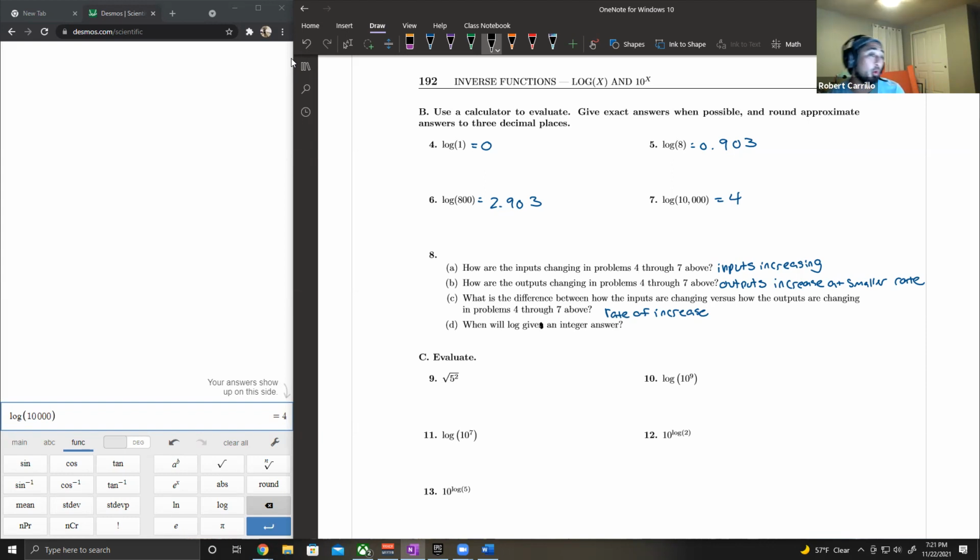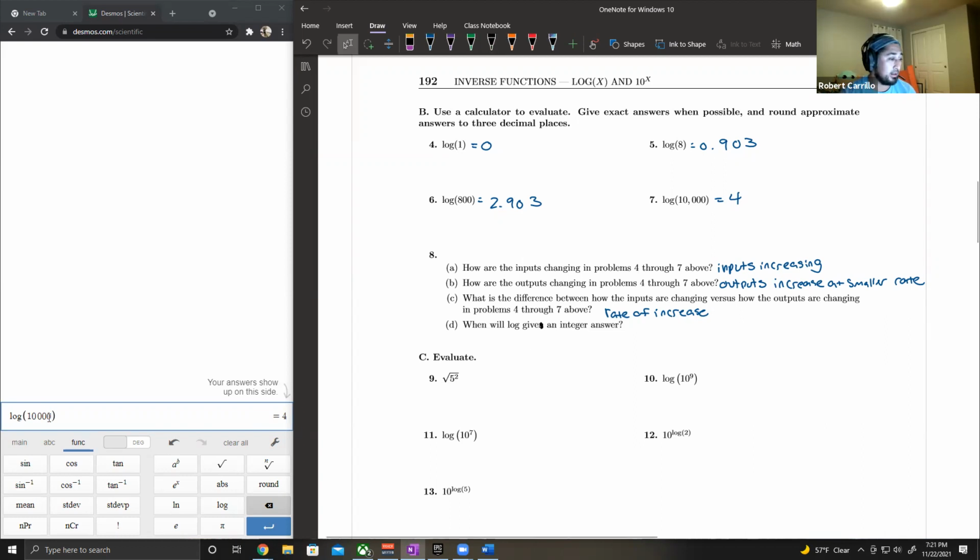What are the only 2 whole numbers you see from 4 through 7? 0 and 4. So the only time we're going to get an integer, which is a whole number, is when you are taking the log of any number that is a base of 10: 1, 10, 100, 1,000, 100,000. You will only get a whole number if it's related to a base of 10.